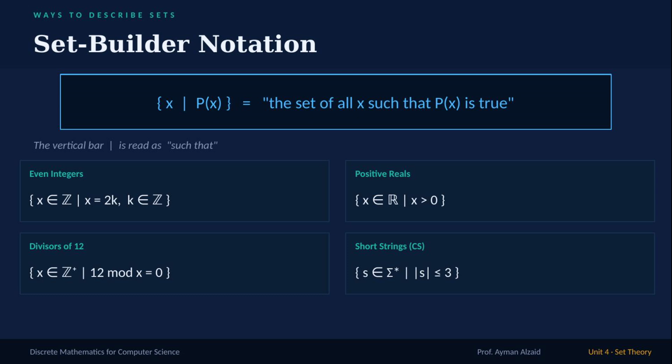All even integers: the set of x in the integers such that x equals 2k for some integer k. All positive reals: the set of x in the reals such that x is greater than 0. Divisors of 12: the set of positive integers x such that 12 mod x equals 0. And in computer science, you will often see set builder notation used to define formal languages, for example, the set of all strings over alphabet sigma whose length is at most 3.